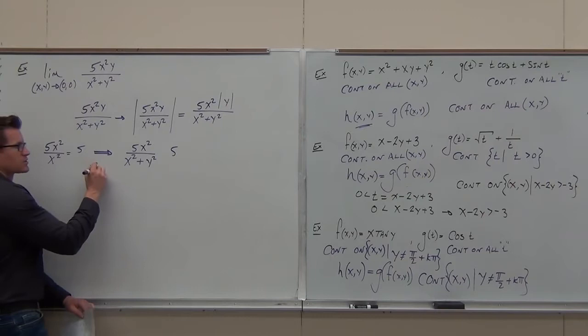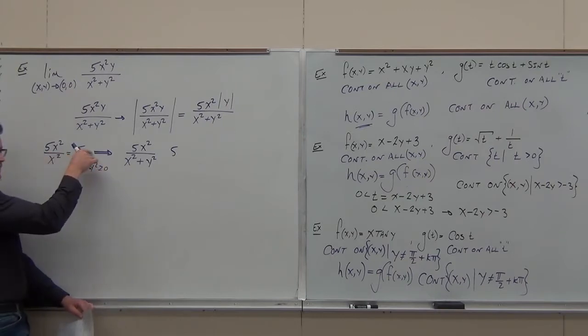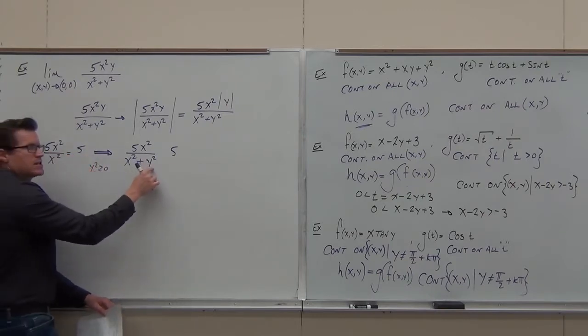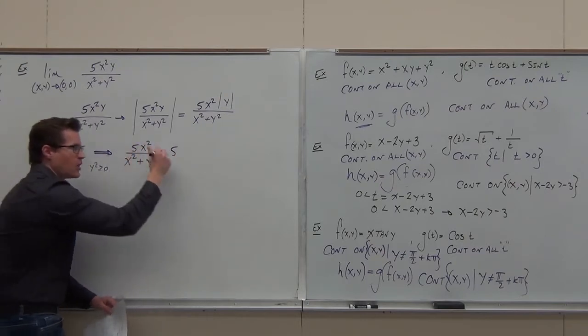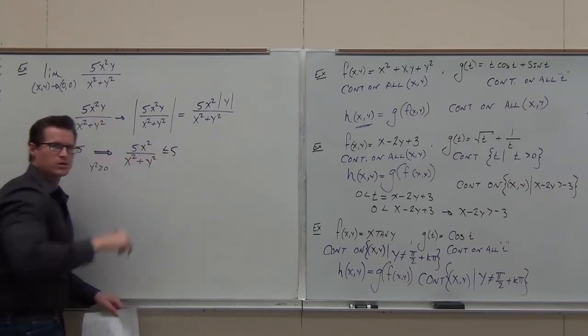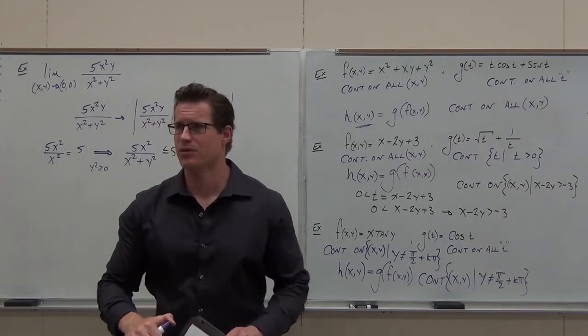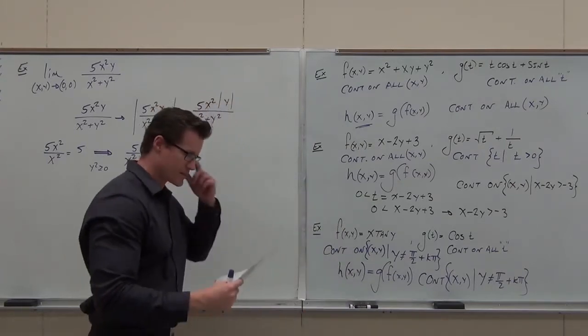So since y squared is greater than or equal to 0, if this equals 5, and I add something to the denominator, I make the denominator bigger, I make the fraction smaller, it's got to be less than 5, or at most equal to 5. Head nod if you're okay with that one. Okay, we're going to use that in a second.